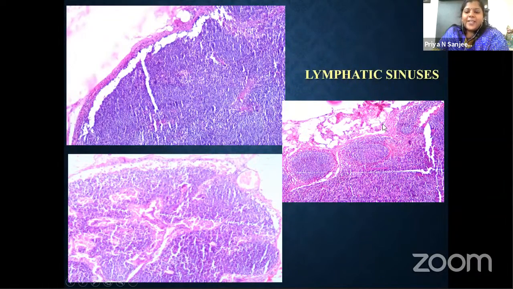Coming to lymphatic sinuses, they can be of three types: the subcapsular sinus, the medullary sinuses, and the trabecular sinuses. Lymph from the afferent lymphatic vessels enters the subcapsular sinus, and then it is carried into the trabecular sinuses and then to the medullary sinuses. From there, it drains into the efferent vessels and goes out of the lymph node.